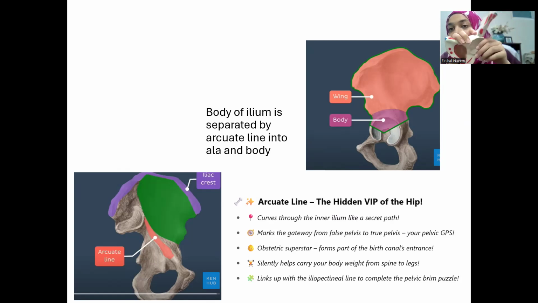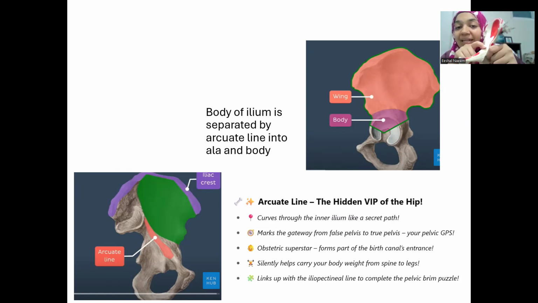This is the iliopubic eminence, right? Near the anterior inferior iliac spine, below the anterior inferior iliac spine. So we curve this arcuate line, and then this arcuate line reaches the iliopubic eminence, and then it continues as the pectineal line till the pubic tubercle.